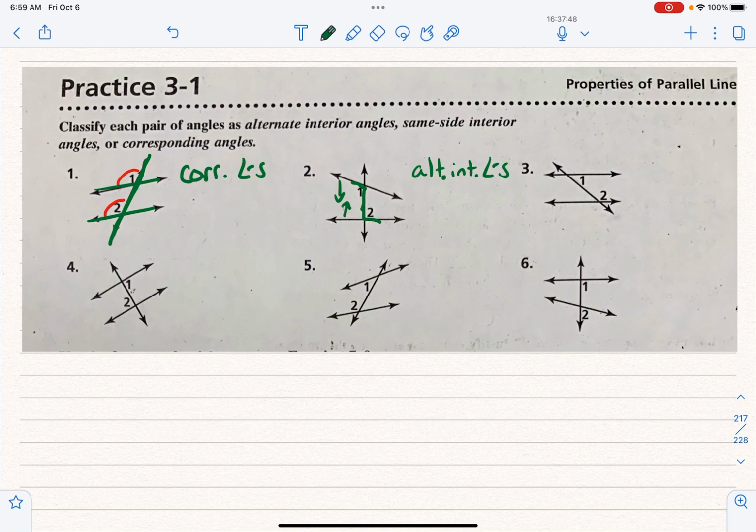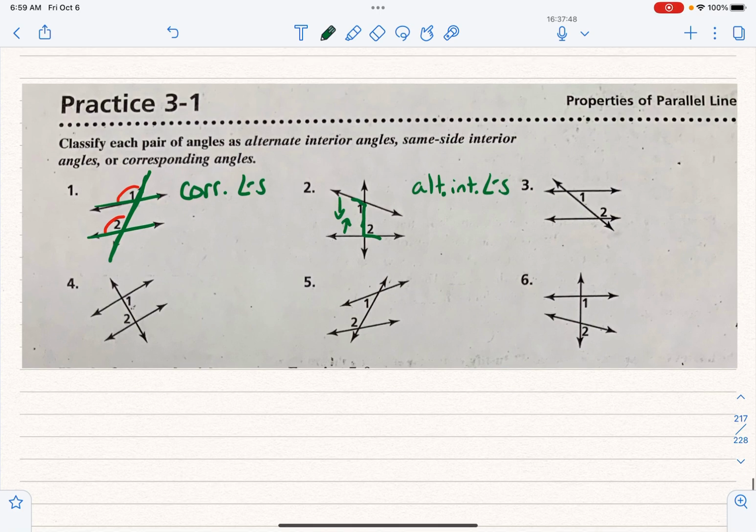Number 3, now we see angle 1 and angle 2. Angle 1 and angle 2 are both on the same side of the transversal, but they're both also on the inside of the 2 lines that look like in this picture that are parallel. And so they're same side interior. So same side interior angles.